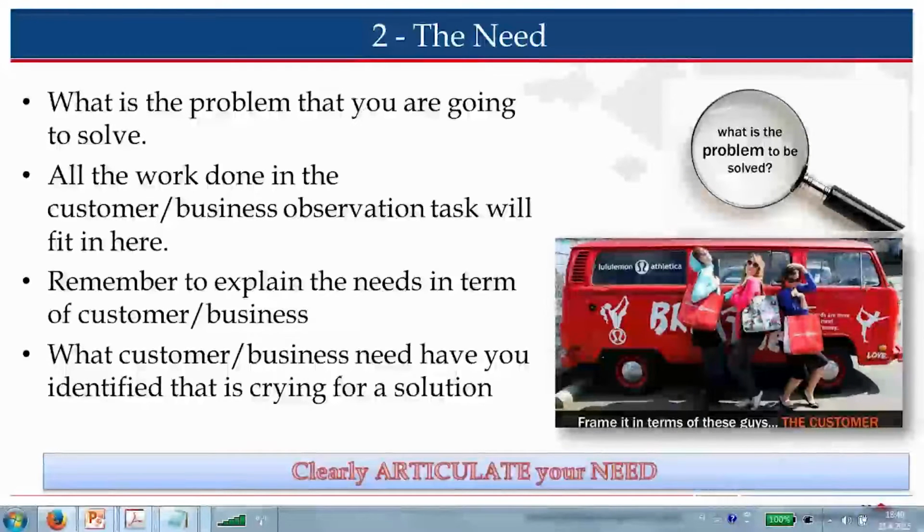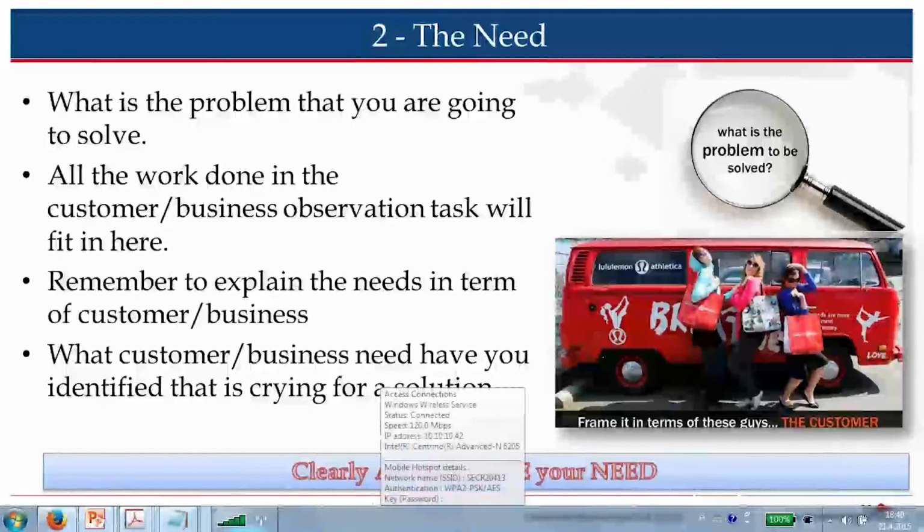So we need to clearly frame it in terms of the customer, what the customer wants, what the customer is longing for, what his need is, and how we are trying to solve it. I think the need is very important. Without that, we cannot really get any justification from the management for money or budget for the business case. So the need is quite key here.